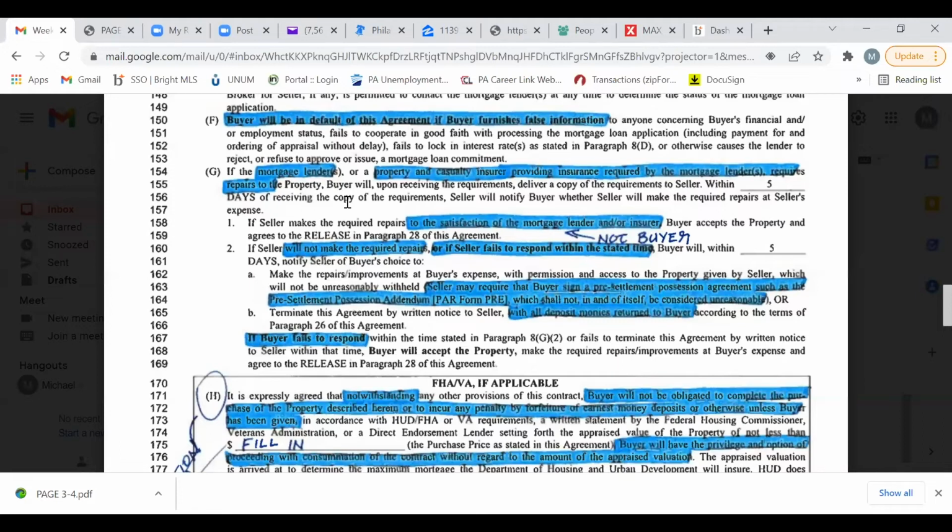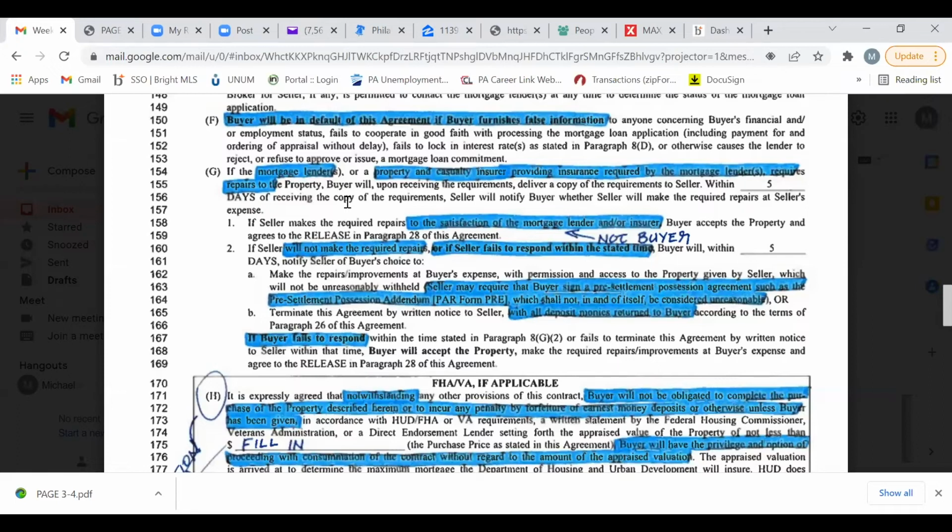Okay. Now, if the buyer then fails to respond within the time stated in paragraph 8G2, or fails to terminate this agreement by written notice to seller within that time frame, buyer will accept the property and make the required repairs and improvements at the buyer's expense and agrees to the release in paragraph 28 of this agreement.